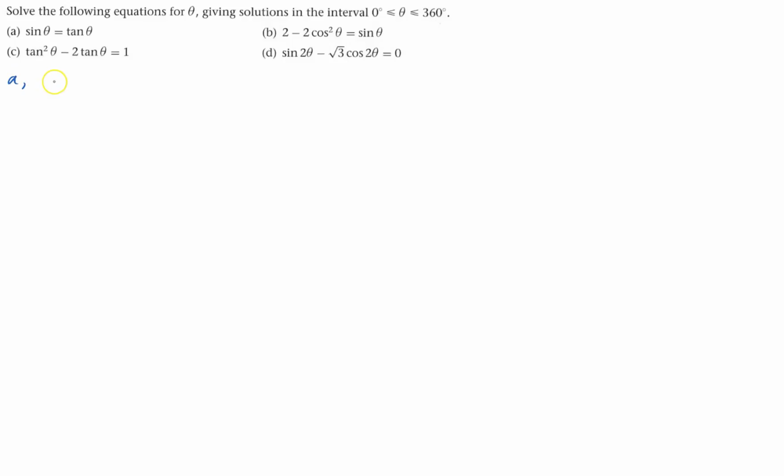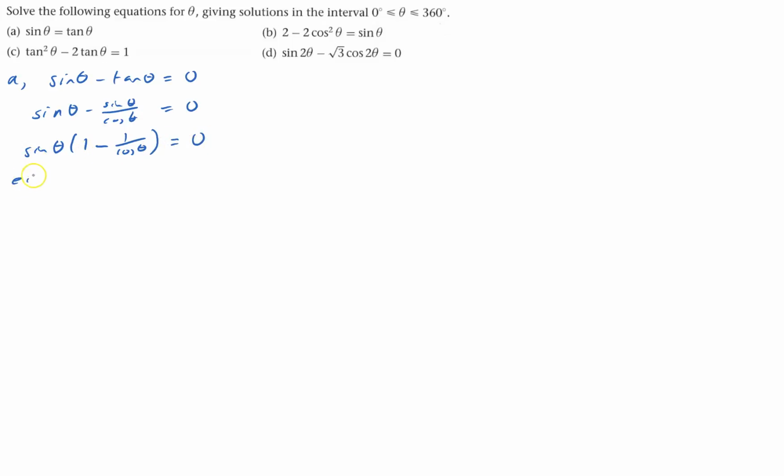Okay, so I've got an equation, and I'm going to put it equals 0. So sine theta minus tan theta equals 0. Change tan theta into sine theta over cos theta. That equals 0. I can't divide through by sine theta, but I can factorise sine theta out. So I get sine theta times 1 minus 1 over cos theta equals 0. And I've got something times something is 0.